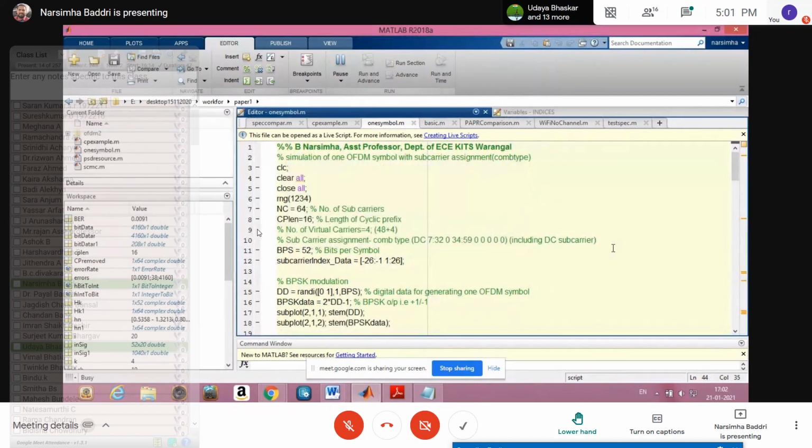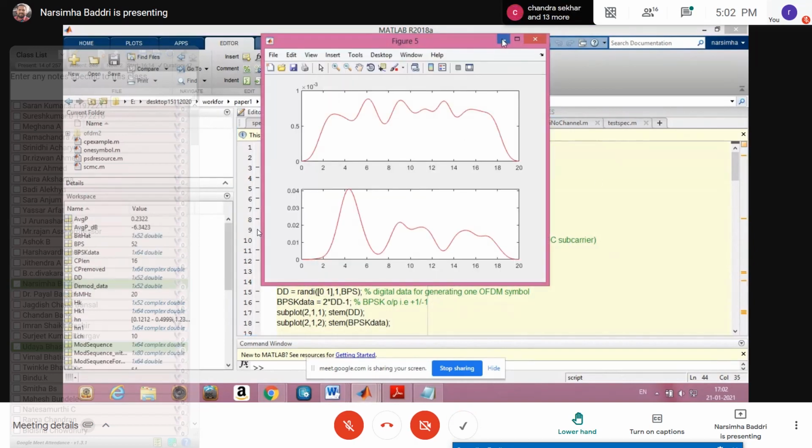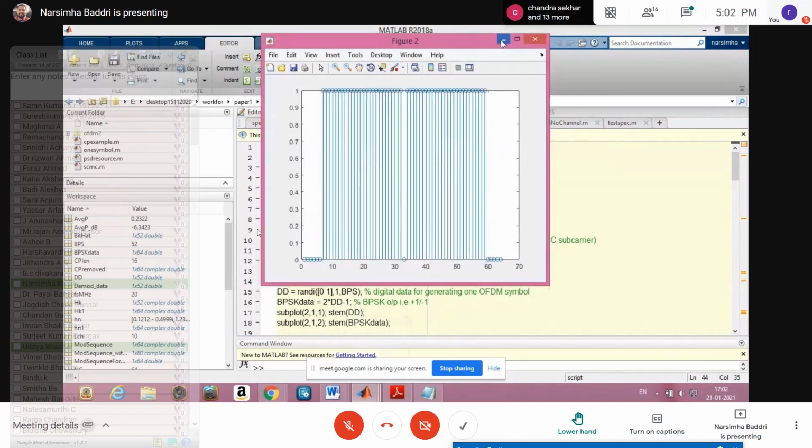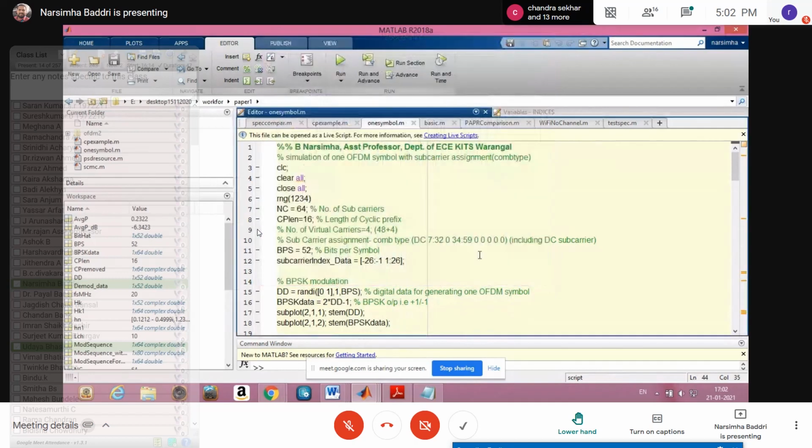Wait a moment, it will take some time. Transmitting symbol, if you want to see the spectrum.